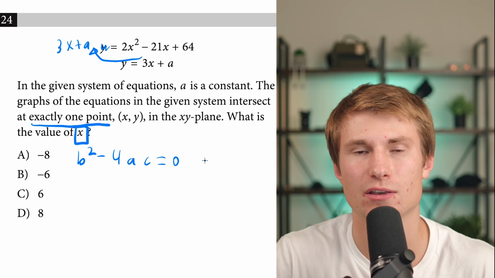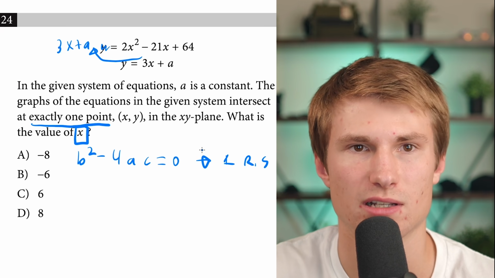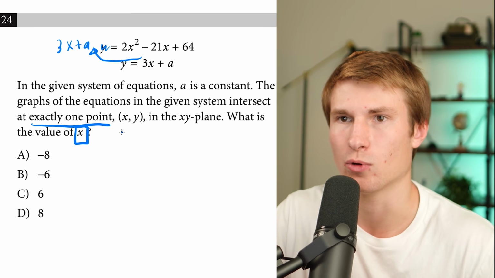Because if this value is equal to 0, then that means that we have one real solution, or in other words, we intersect at exactly 1 point. So that's ultimately what I'm trying to get in terms of the form. So I want to set it equal to 0.